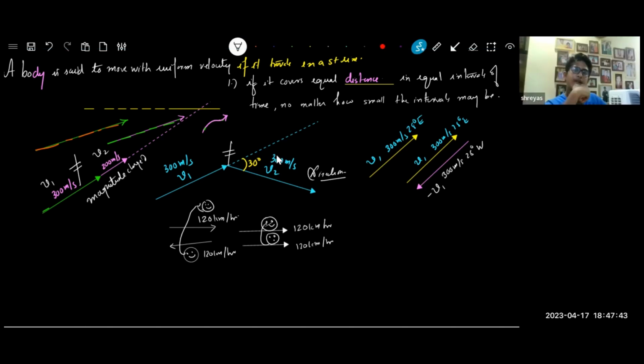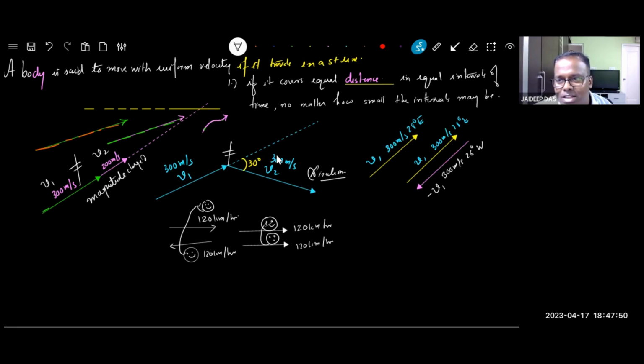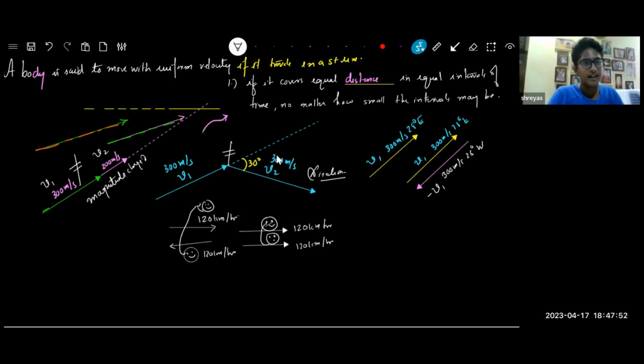Sir, बोलो सर. So sir, if the cricket ball is coming at a speed of 10 kilometers per hour, and we're running towards the cricket ball at the speed of 10 kilometers per hour, impact velocity of the ball is 20 kilometers per hour.